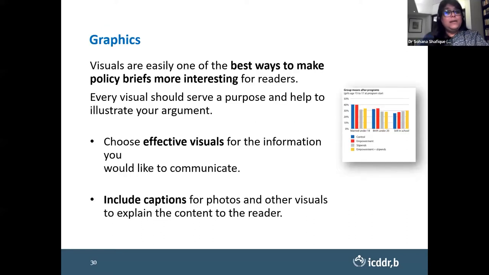And graphics. Of course, graphics are very important. Visuals are easily one of the best ways to make a policy brief more interesting for readers. Every visual should serve a purpose and help to illustrate your argument. We can choose effective visuals for the information you would like to communicate, and for every visual, we should include captions to explain the content to the reader. Sometimes the visuals can be the findings of results, like here is an example of how to describe different findings. But you can also share a schematic diagram stating a problem, to make your argument very attractive to your reader, and also highlight any specific section in a particular way.